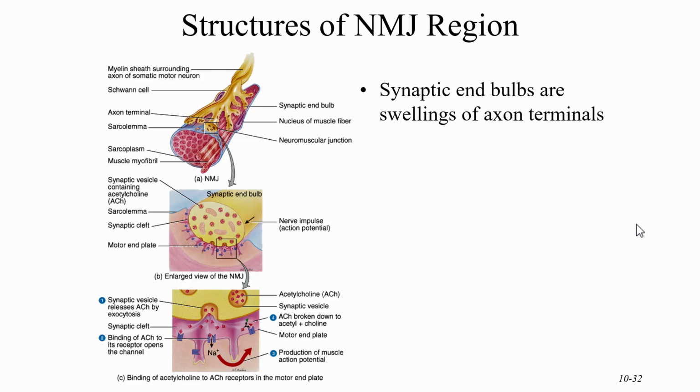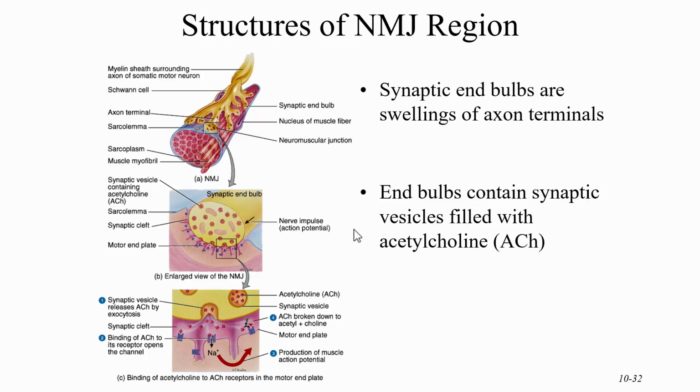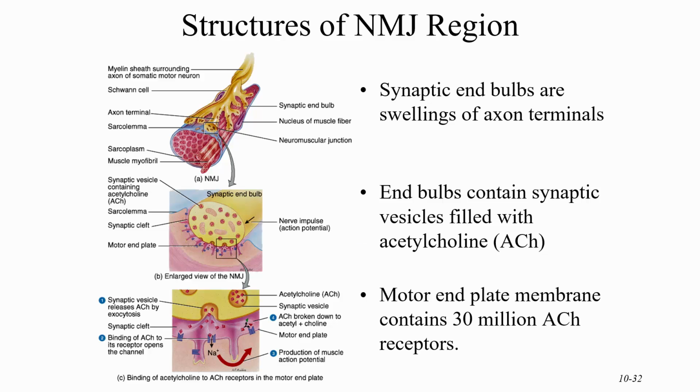We have the synaptic end bulbs, which are swellings of the axon terminals. And you can see those swellings. And then the end bulbs are filled with synaptic vesicles, which are filled with acetylcholine. And the motor end plate membrane contains about 30 million acetylcholine receptors.